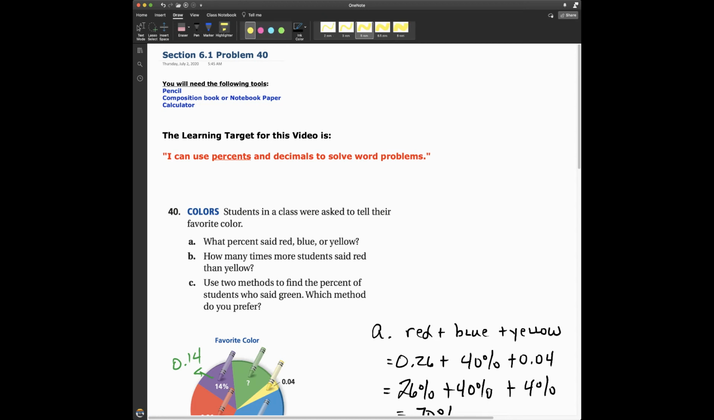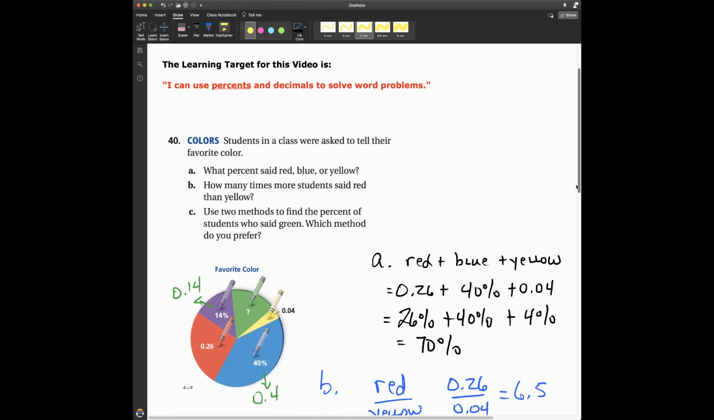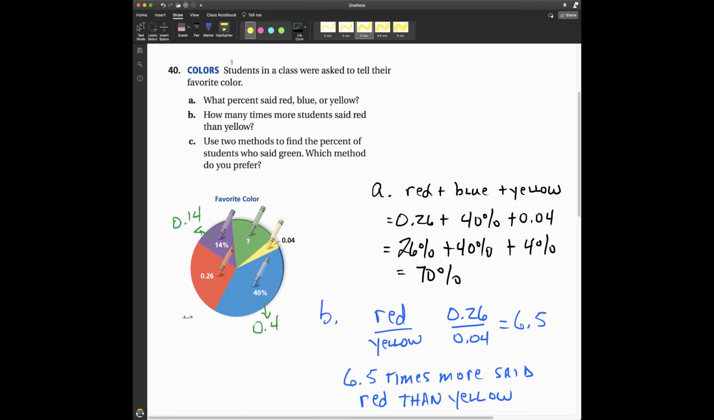So let's get started. I worked a problem out here, so I'm just going to walk through what I did. Students in a class are asked to tell their favorite color. Part A, what percent said red, blue, or yellow? So what should I do? Well, I should add these three different sections of this pie graph together. So I write down what the three sections are, and I convert them to percents because I'm looking for a percent as my answer. And then just add them together, and I end up with 70%.